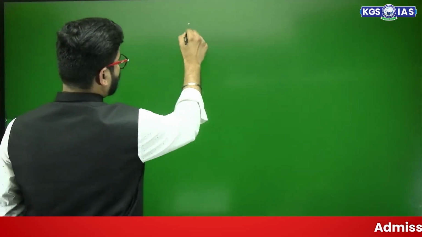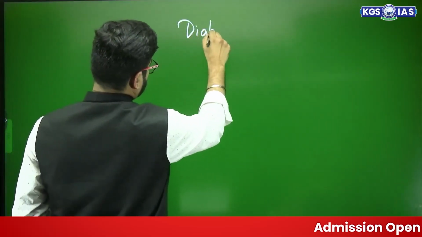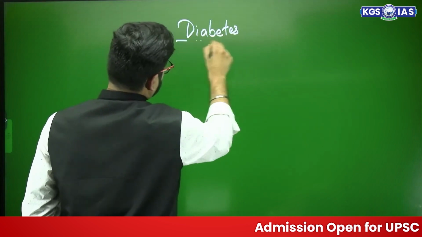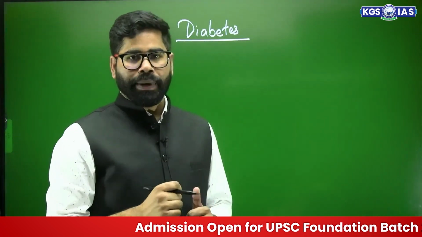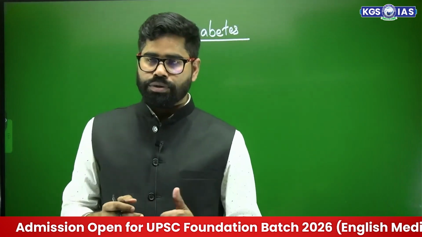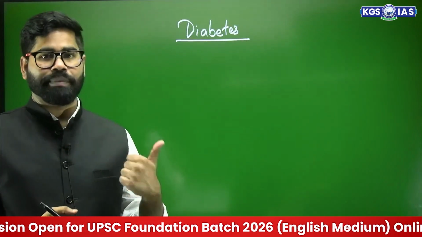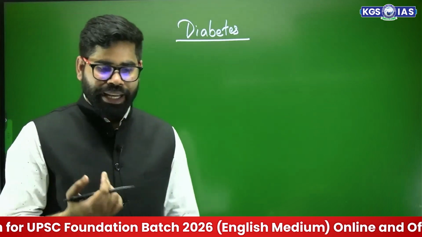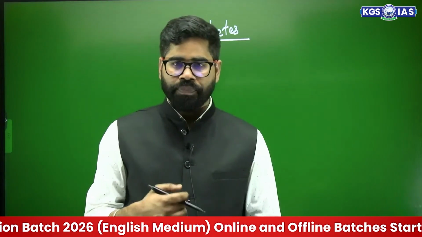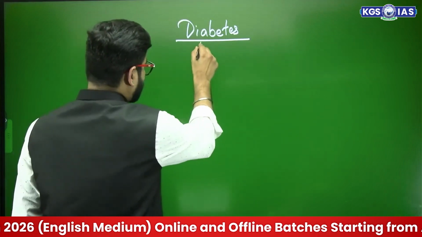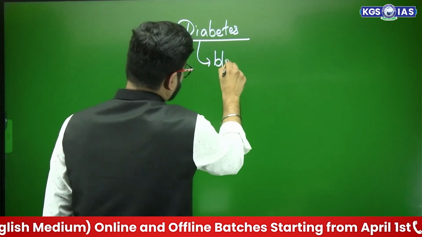First, we are going to talk about diabetes. This is one of the very common topics. We are also going to talk about the two different types of diabetes, what the main reason or condition is, and we will see that as well. This is the problem related with blood sugar level in the body.